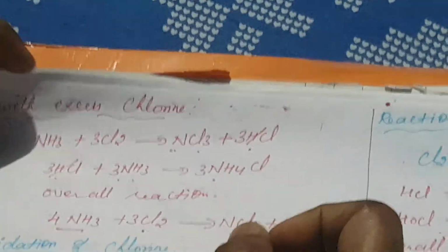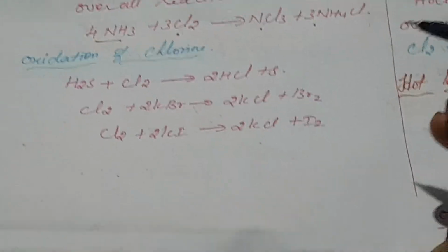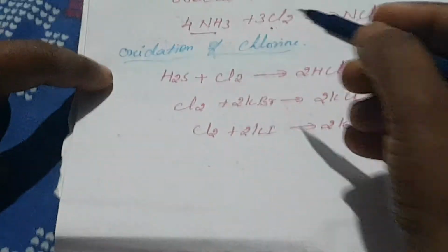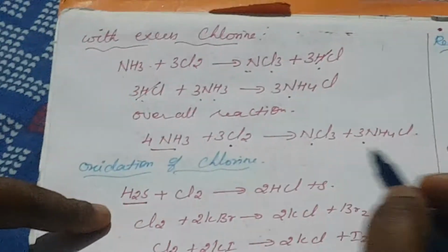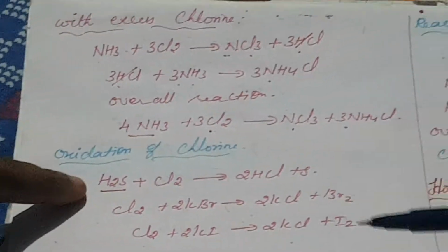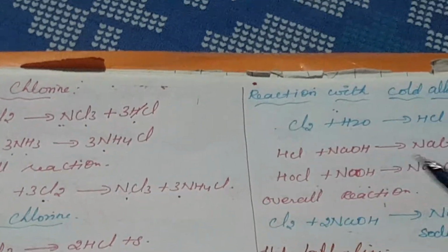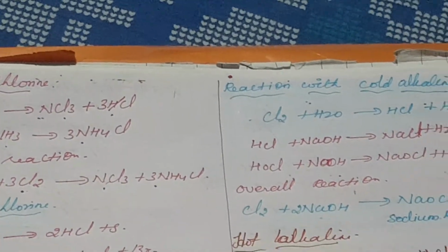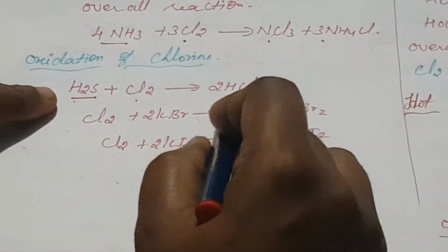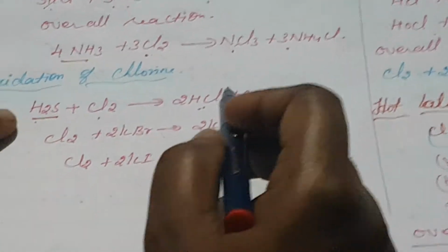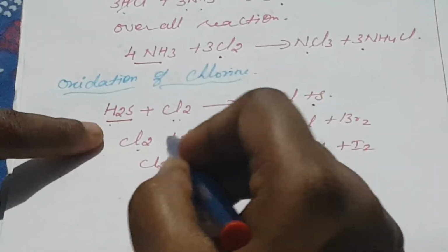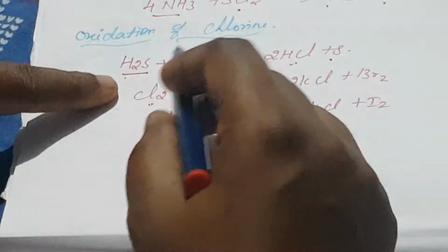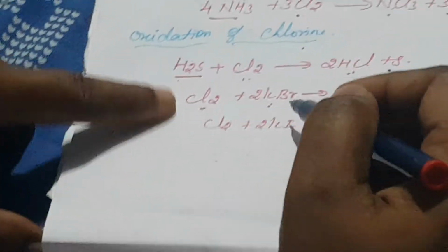Next we are going to see the oxidation reactions of chlorine, such as oxidation of hydrogen sulfide, and another with cold alkali. These are consecutive reactions. First, hydrogen sulfide reacts with chlorine to form hydrochloric acid and sulfur. Then chlorine reacts with potassium bromide. Oxidation of chlorine with halogens: what are the halogens? First, the reaction with chlorine.